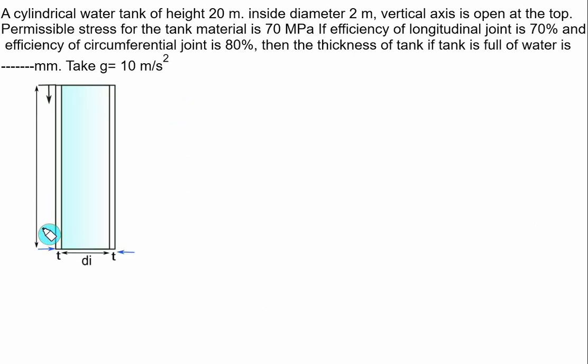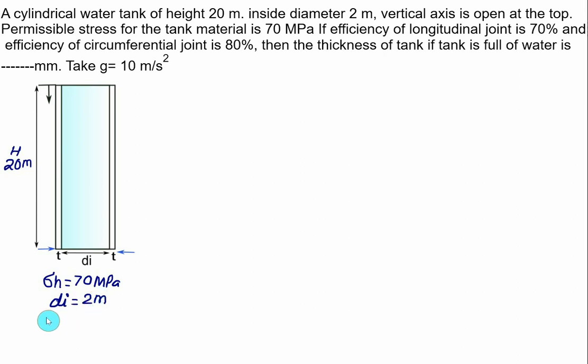So let's consider this one is representing the vertical cylindrical tank, and this tank is completely filled with water and the height of the water is given as 20 meter. The vertical axis is open at the top and the permissible stress for the tank is 70 megapascal. That value we will assign to the hoop stress. So we have sigma h is equal to 70 megapascal. Inside diameter is also given and we have inside diameter equal to 2 meter.